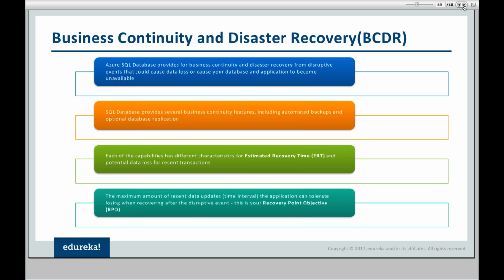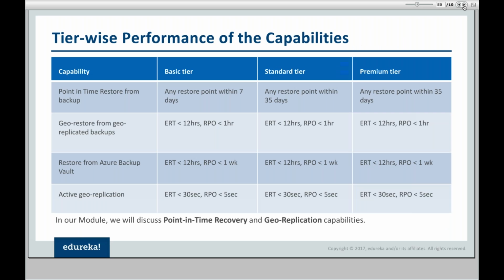Whenever you set up a geo replication, you will also come up with a recovery point objective, which will take care of the disruptive event on recovering after the event has occurred, and it can tolerate losing the data whenever it happens. And when the geo replication happens, it depends on the data that it takes a time for replication, and it's all a matter of that it happens with the milliseconds.